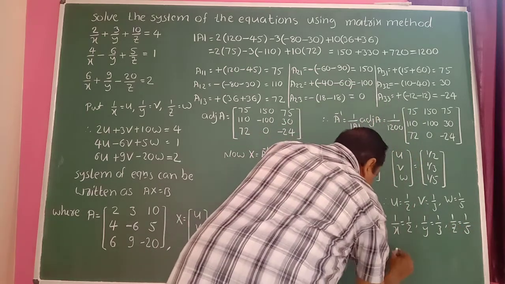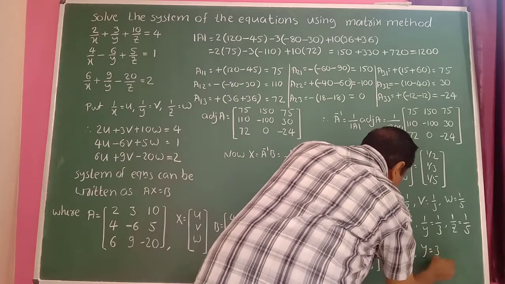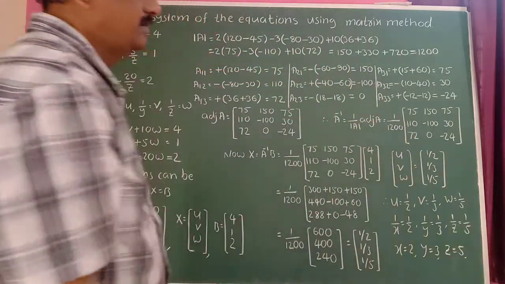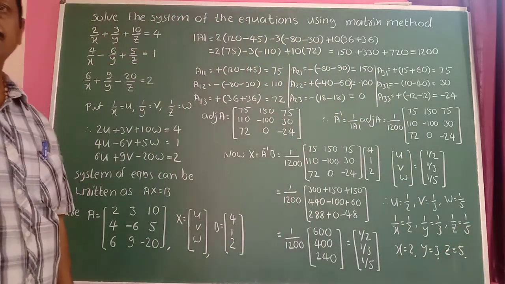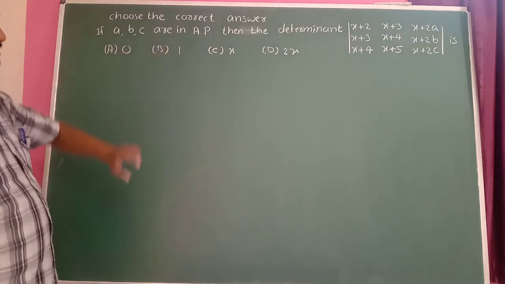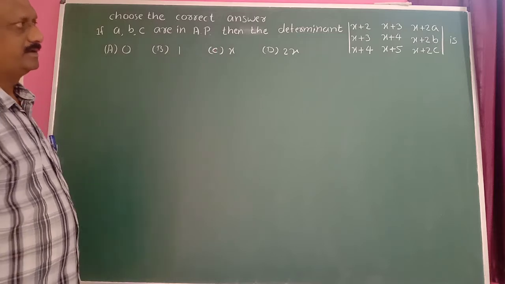Take the reciprocal here. x is equal to 2, y is equal to 3, z is equal to 5. So this is the required result. So here choose the correct answer. Objective type question is there. So what is the value of that determinant here?